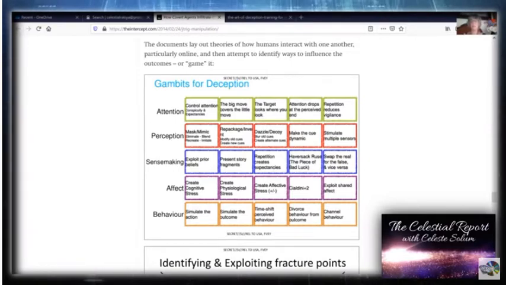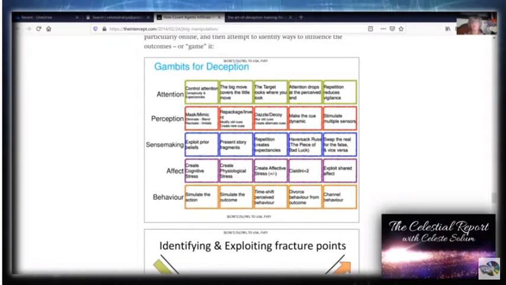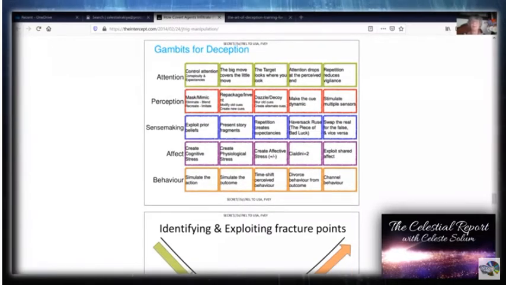multiple sensors. So they're going to stimulate multiple areas in our body. Sense making, exploit prior beliefs, present story fragments rather than the whole story. And what do we see during this whole corona debacle? Fragment, fragment, fragment. Repetition creates expectancies, and the haversack ruse, a piece of bad luck. They're going to swap the real for the false. Did you get that? They are going to swap the real for the false and vice versa.